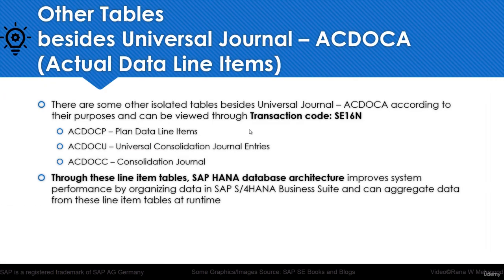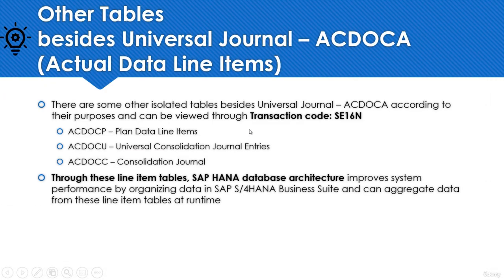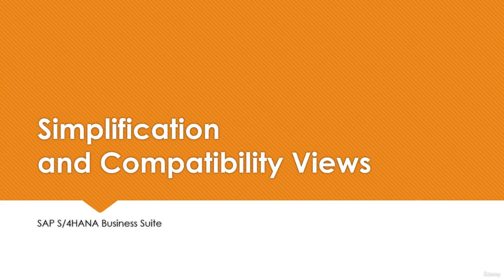Through these line item tables, SAP HANA database architecture improves system performance by organizing data in SAP S/4HANA Business Suite and can aggregate data from these line item tables at runtime. Next, we will discuss what is simplification of data and compatibility views in SAP S/4HANA Business Suite.